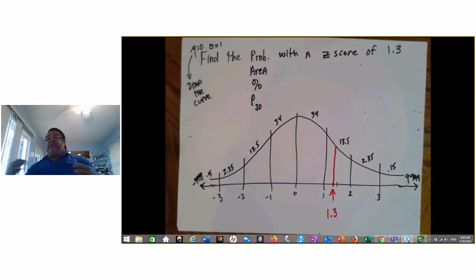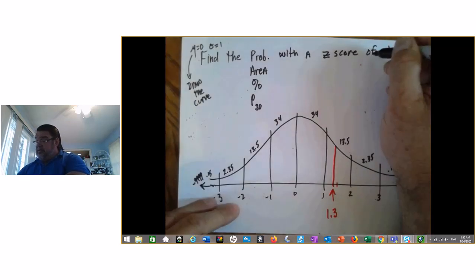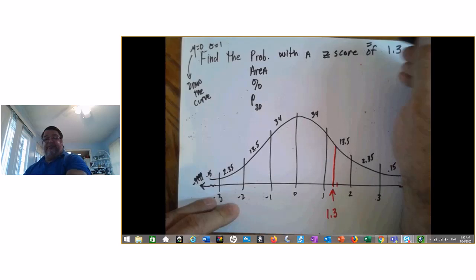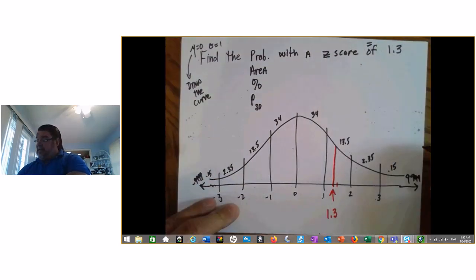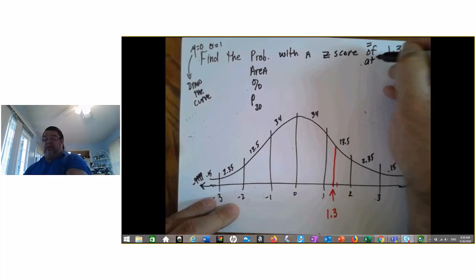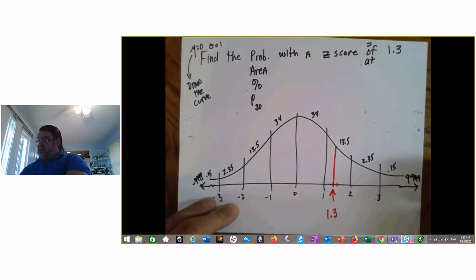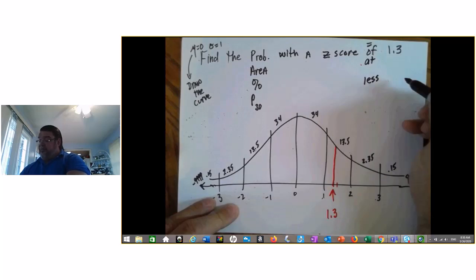Now, sometimes the question will say at 1.3, like I've done here. Sometimes it will say over 1.3. Sometimes it will say less than 1.3. Well, if it says at, then that means equal sign. That means exact. If it says less than, that means what? To the left. If it says more than, that means to the what? Right.